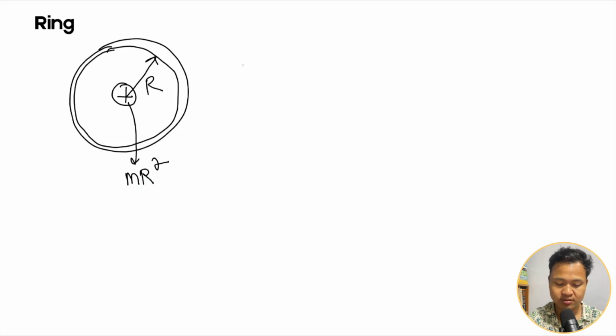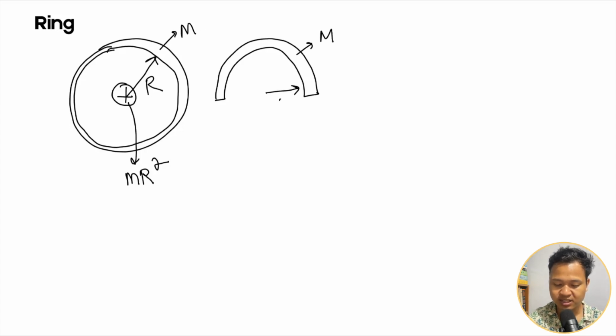See, if I have another semicircular ring like this, say the mass is m and the radius is r, then above this axis the moment of inertia is again mr square.